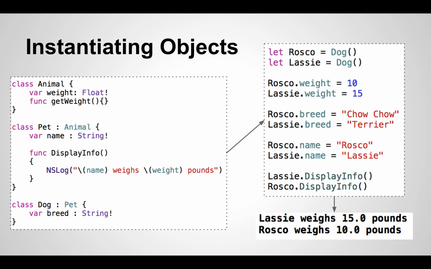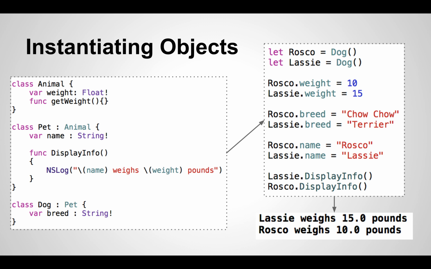Now, let's look at the right column. We do let Roscoe equal Dog and let Lassie equal Dog. So what are we doing here? We are instantiating objects. We have two real objects now, Roscoe and Lassie, and these two are of class Dog. So this is the type that they have. They are dogs. And then we can access their properties or define their properties.